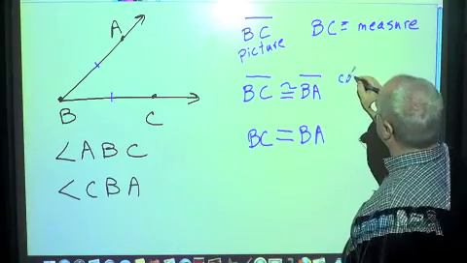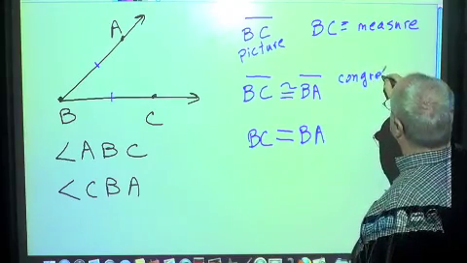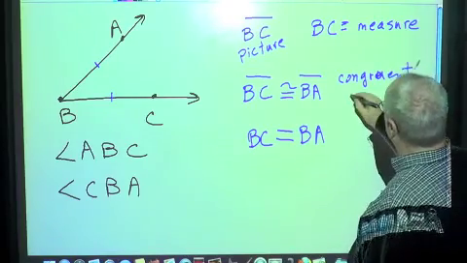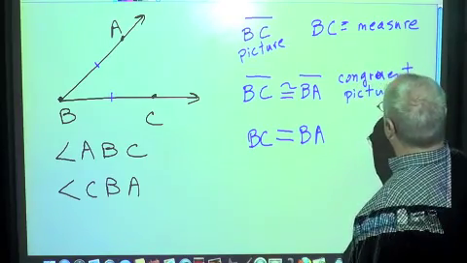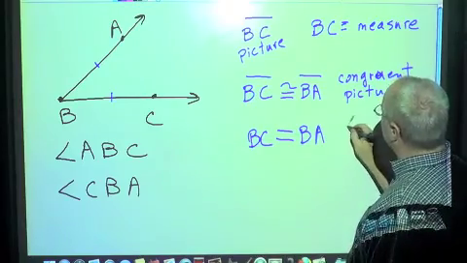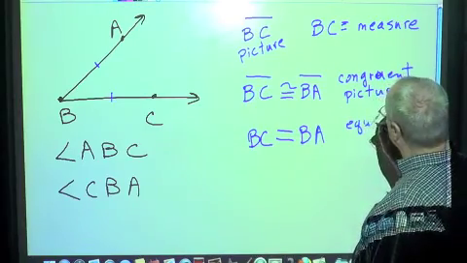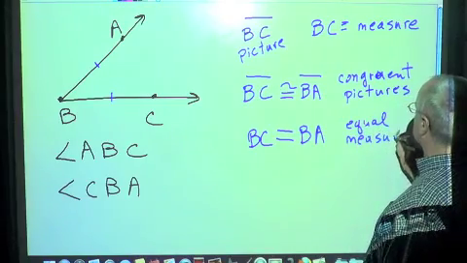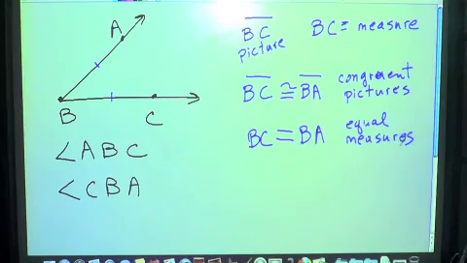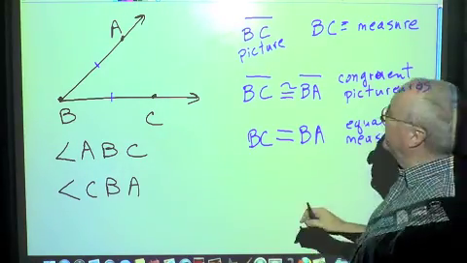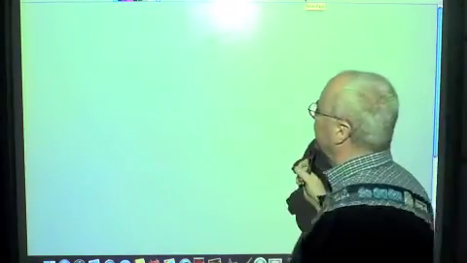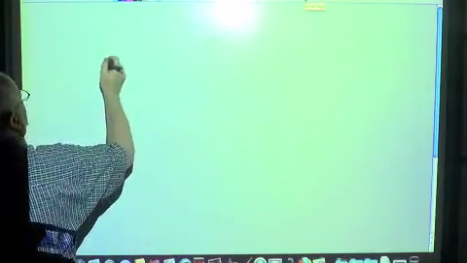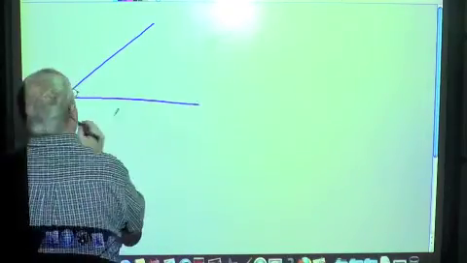Okay? Congruent pictures. Equal measures. Alright? Understand the difference? Okay, now we're going to use those on angles. How do we tell the difference? How do we tell we got congruent angles? How do we tell we have equal angles? Okay, we're going to come back and we're going to put these angles back up here.